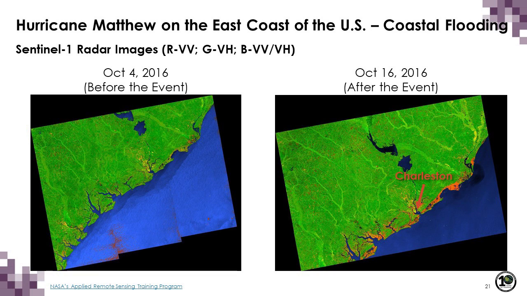Hurricane Matthew caused major flooding in this area in October of 2016. The orange areas that pop up along the coastline after the event indicate that these areas are inundated. So in summary, SAR backscatter is not good at assessing flooding in strictly urban areas, but can assess flooding in the human-natural interface within or surrounding urban areas.